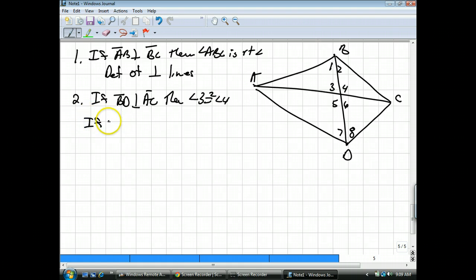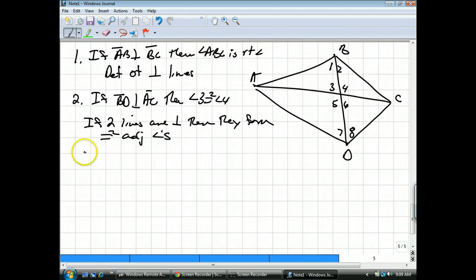If two lines are perpendicular, then they form congruent adjacent angles. Okay, number 3.